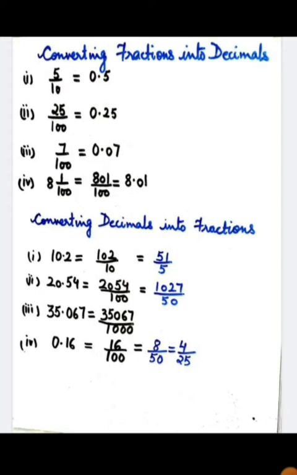Now change it into the lowest term. Divide the numerator and denominator by 2. After dividing them by 2, the answer we get is 1027 upon 50. And further, they are not divisible by a single number.